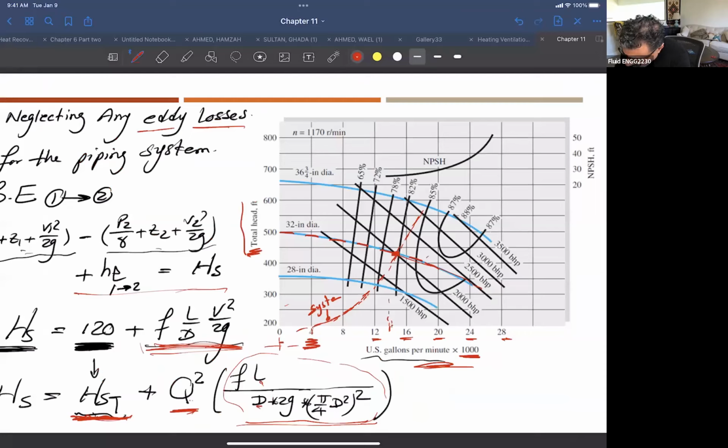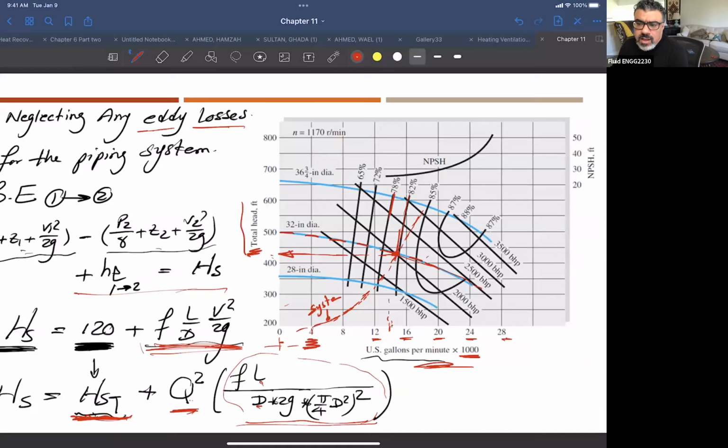Get this operating point in terms of Q and in terms of efficiency. Efficiency here is about 82. This is 78. So efficiency is somewhere here, right? Okay. So I forgive you if you make mistakes. Please do the same for me. But it's a very straightforward thing.